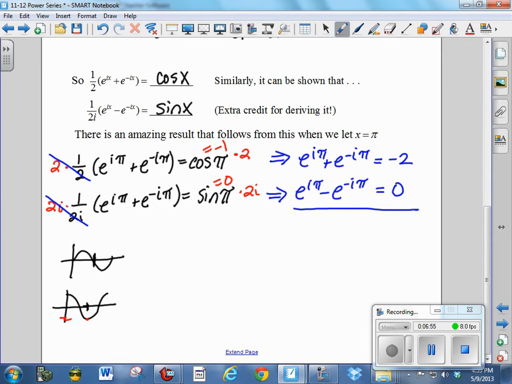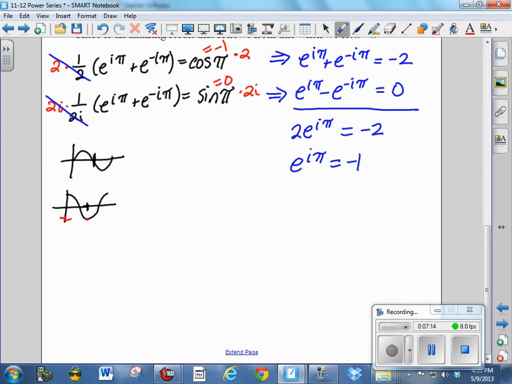So now I have these two. Well, let's add those. e to the i pi plus e to the i pi is 2e to the i pi, and the others, when I add them together, cancel out, and this equals -2, or e to the i pi is equal to -1. Another way of writing that is to say e to the i pi plus 1 equals 0. Either one of those is absolutely incredible.